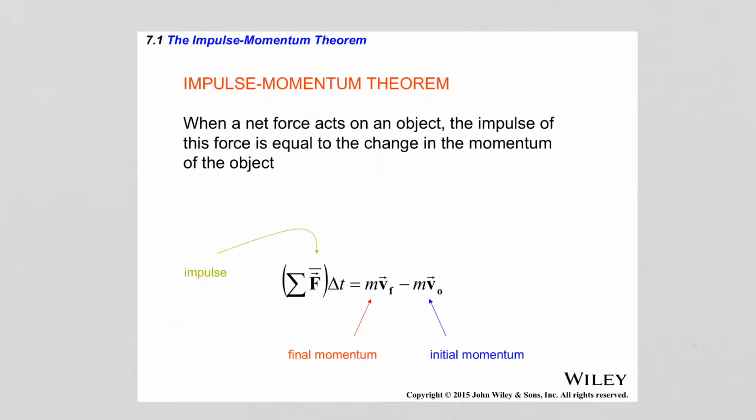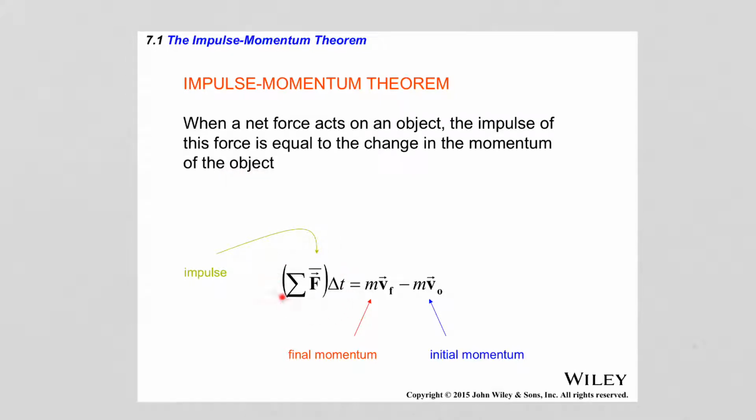The relationship between the impulse of a force and the change in momentum of an object is given by the impulse momentum theorem. When a net force acts on an object, the impulse of this force is equal to the change in momentum of the object.